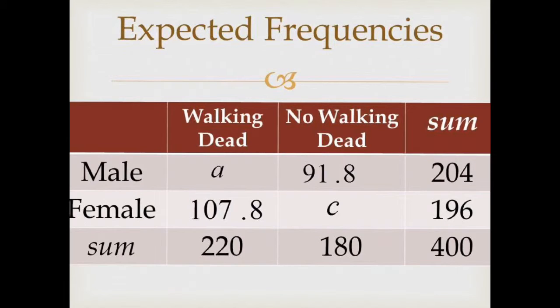For our next example, we had a study that recorded if you watched The Walking Dead or did not, and then if you identified yourself as a male or female. And we have the following expected values. So we don't have the original values here, but we do know that we expected 91.8 males to not watch The Walking Dead and 107 females to watch The Walking Dead. Using the idea that the rows and columns always add to be the sums, I want you to quickly identify what A and C are and select the correct answers.